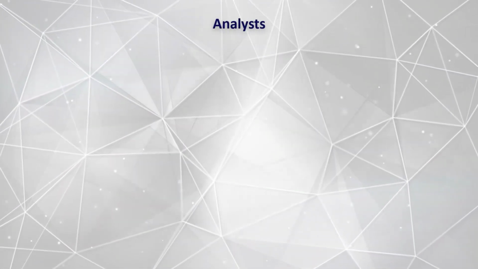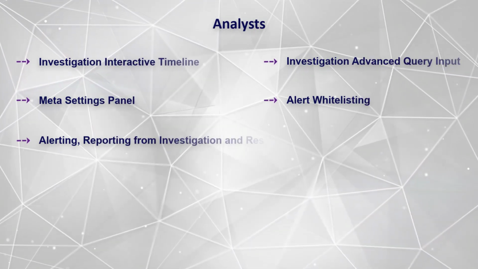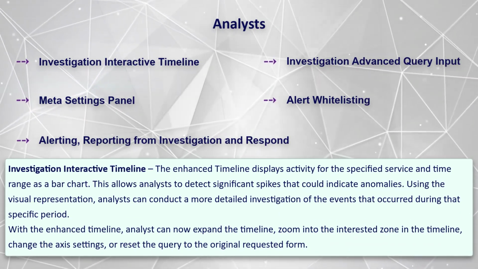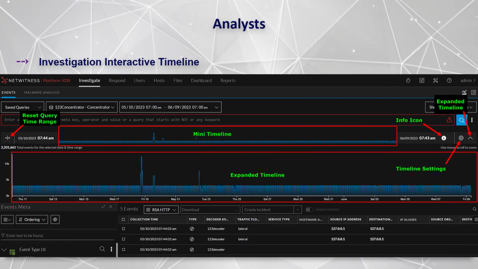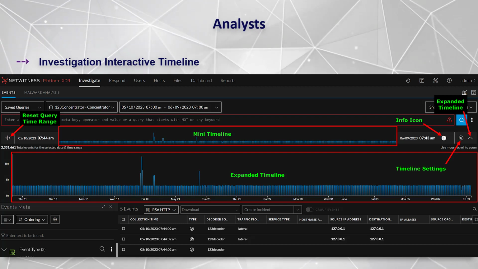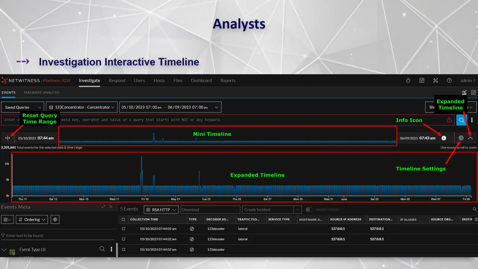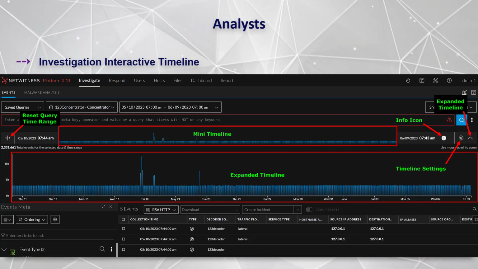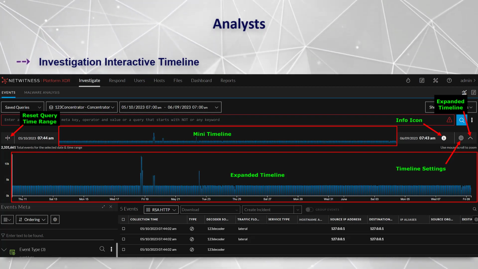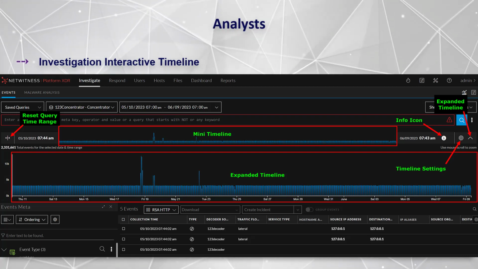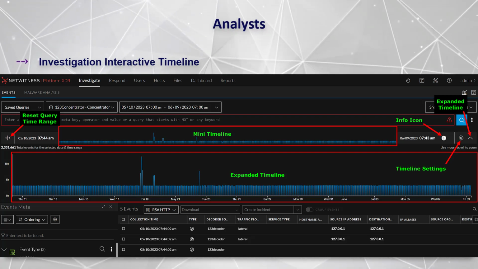Next, let's look at the enhancements made for analysts. Investigation Interactive Timeline. The enhanced timeline displays activity for the specified service and time range as a bar chart. This allows analysts to detect significant spikes that could indicate anomalies. Using the visual representation, analysts can conduct a more detailed investigation of the events that occurred during that specific period.